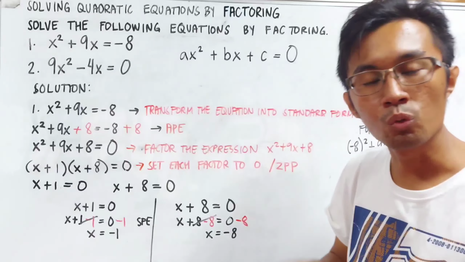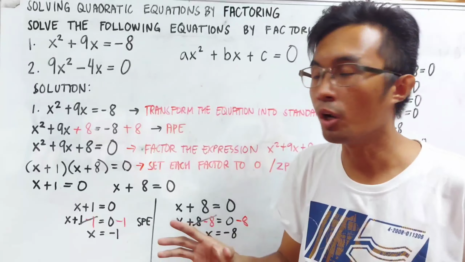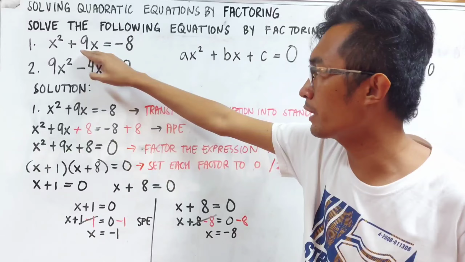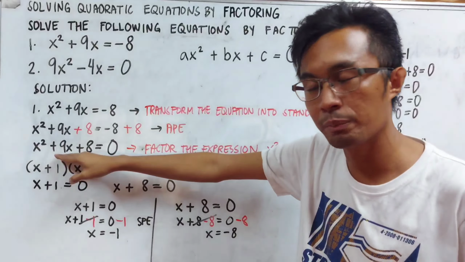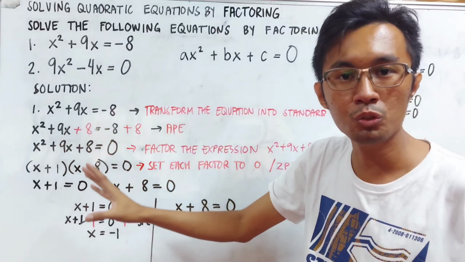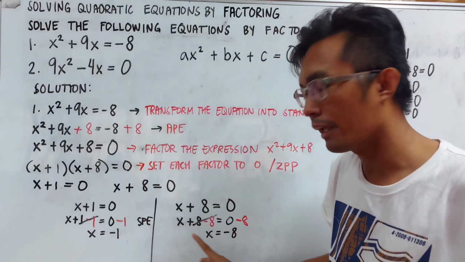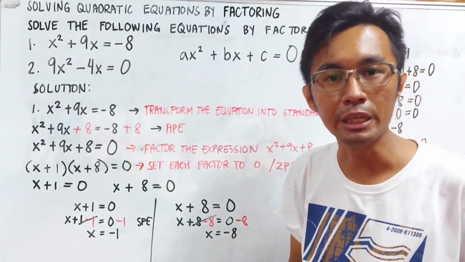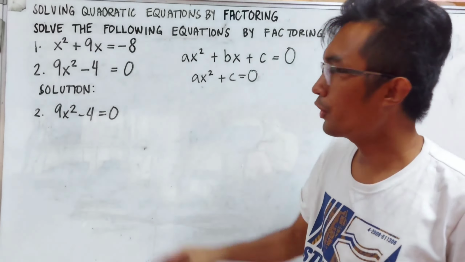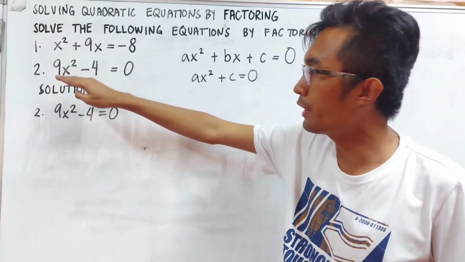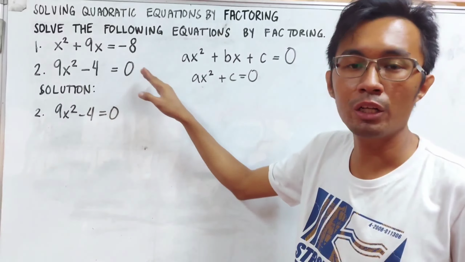Therefore, the solutions or roots of this quadratic equation, x squared plus 9x equals negative 8 or x squared plus 9x plus 8 equals 0, ang solutions niya or yung roots are negative 1 and negative 8. Okay, yung number 2, binura natin yung x. Dapat, ito yun, 9x squared minus 4 equals 0.